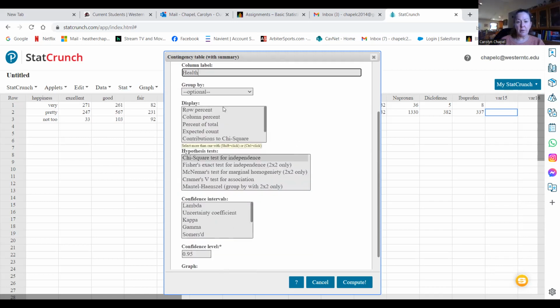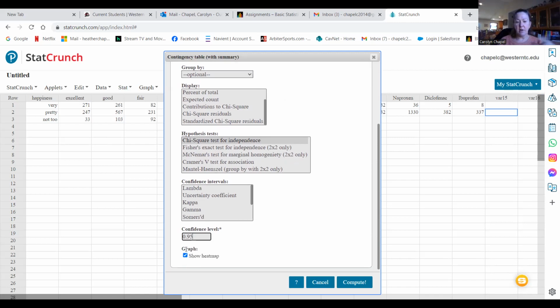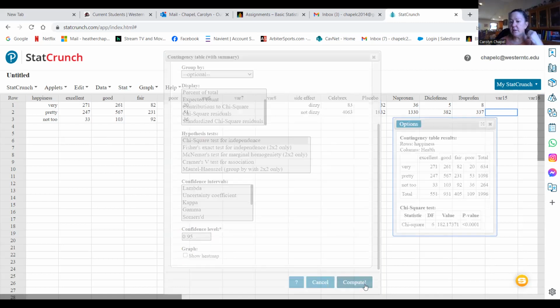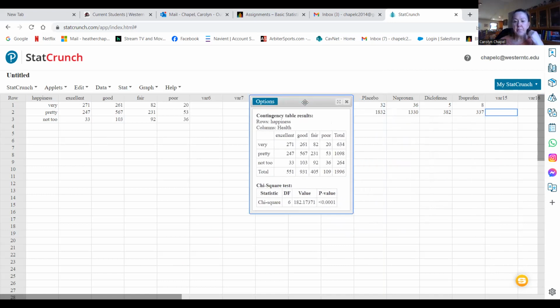The last thing I really need to worry about is this confidence level to make sure that I get the right pieces. And we had a 0.01. I don't think this is actually going to matter, to be honest, because we get our p-value and our test value. So you really don't need to change that, I guess. Sorry about that. And I'm not going to show the graph just because that's more extra work. So now I'm going to compute. So here we are. Okay.